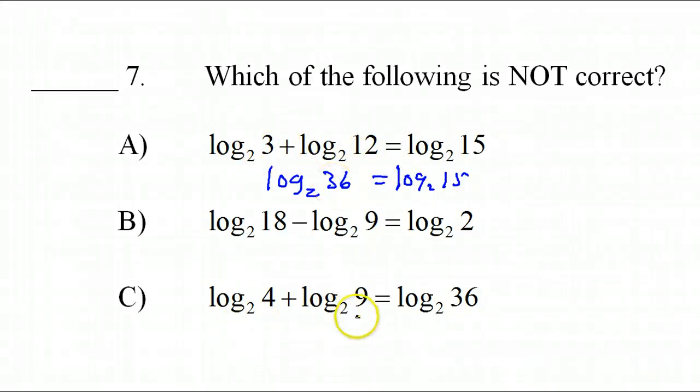You know, sort of like we did down here with the 36. See, this is correct. This is how you do it. 4 times 9. And when you subtract, you divide, like 18 divided by 9 is 2. So we didn't subtract, we don't add, we multiply. So A was wrong. So that's the one that's not correct.